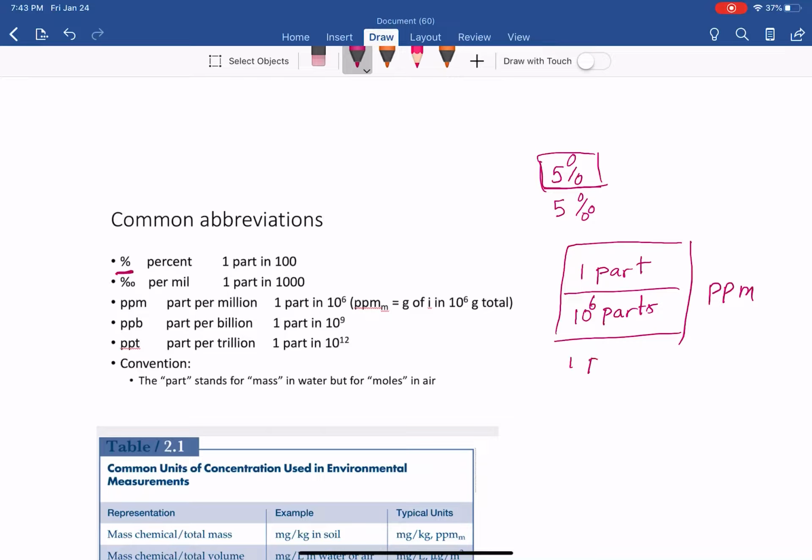1 part per 10 to the 9 parts. It is part per billion. Part per trillion, it's 1 over 10 to the 12. So this is also one way of doing units in environmental engineering: ppm, ppb, and ppt.